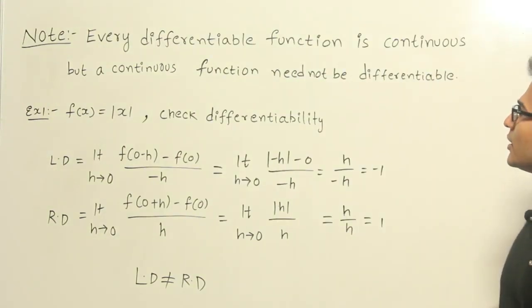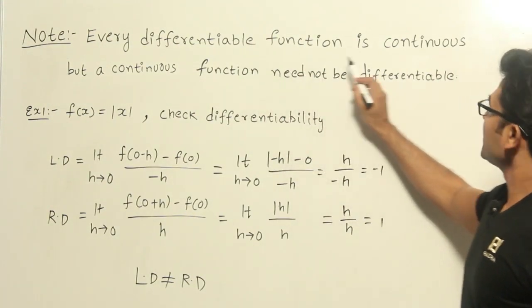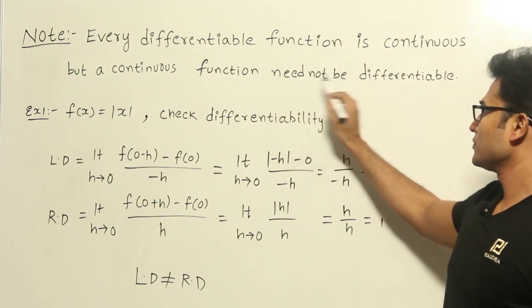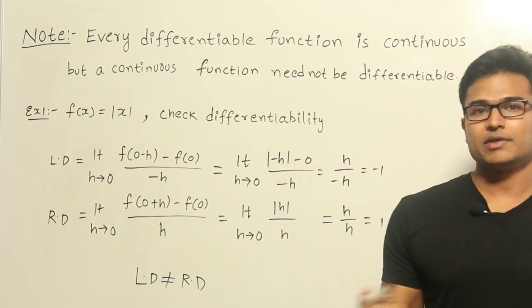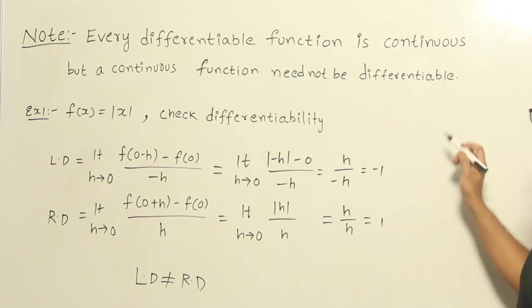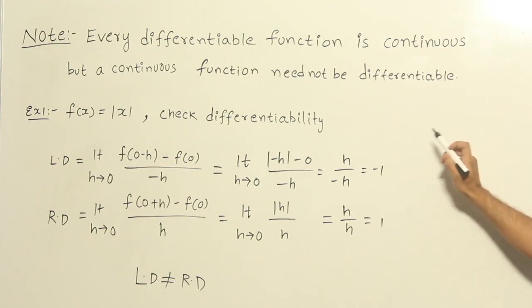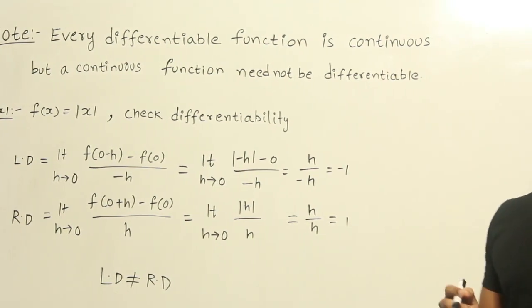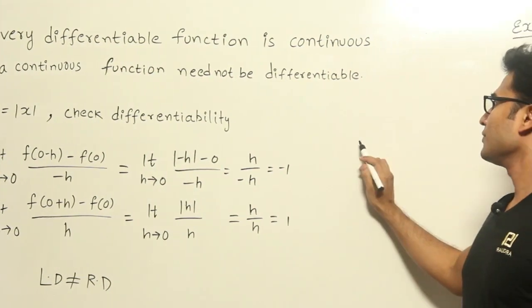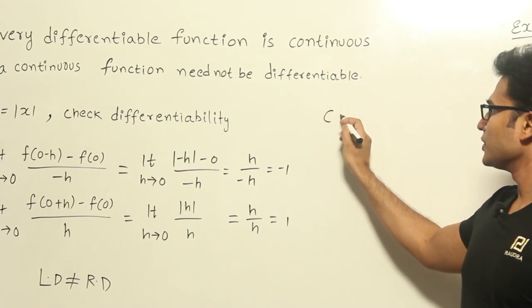Please note this point. Every differentiable function is continuous, but a continuous function need not be differentiable. So what does it mean? If a function is continuous, it looks like this. I'll just talk about the informal definition. According to the informal definition, what did we see about continuity?